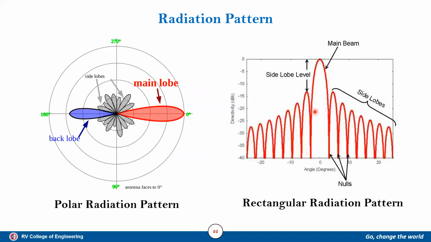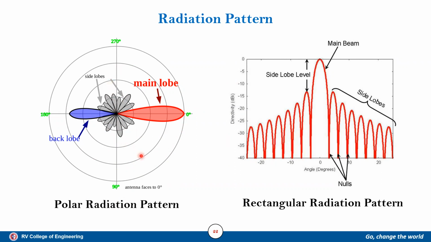Before understanding phased arrays, we need to understand some basics of radiation patterns. There are two types of radiation pattern: the polar radiation pattern and the rectangular radiation pattern. In the polar radiation pattern, the antenna is at the center or origin, and in polar coordinates we represent the directivity of the antenna. We can observe for this particular radiation pattern that at 0 degrees we have a main lobe, which means the radiation from the antenna is directed in this particular direction.